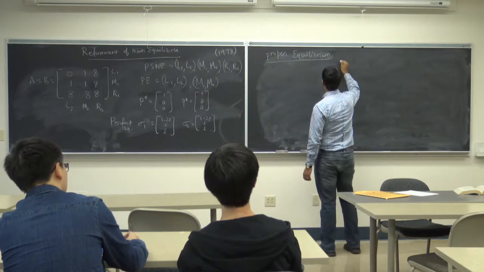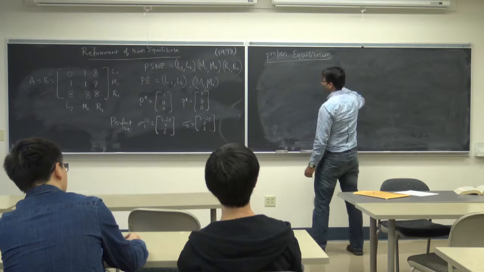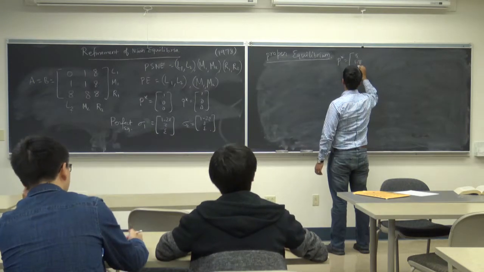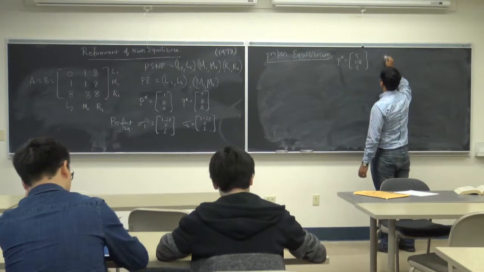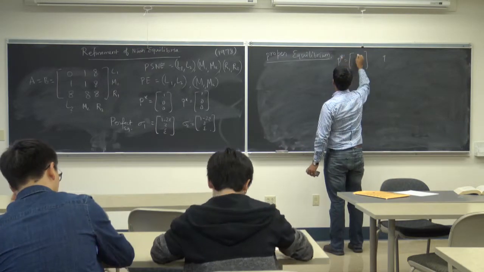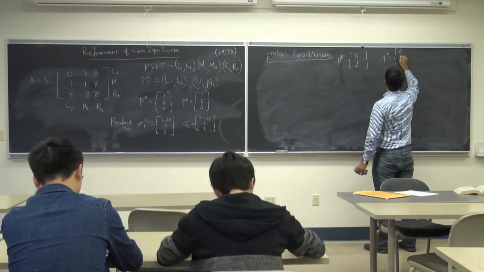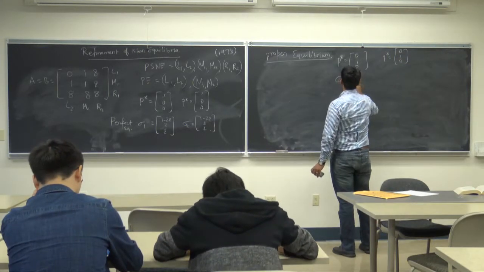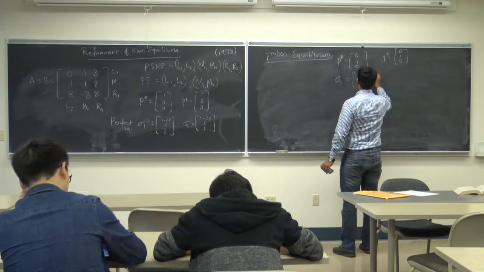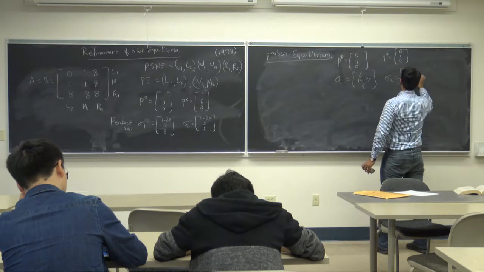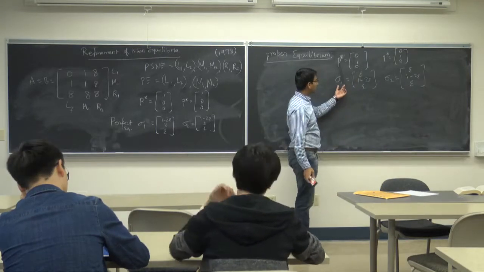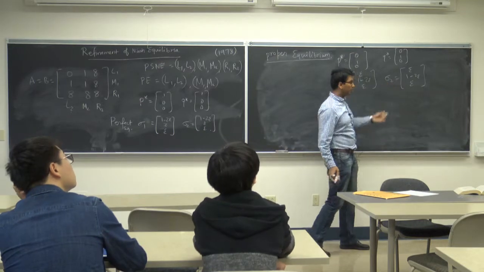So let me consider, for the time being, this strategy. P star equals epsilon, 1 minus 2 epsilon, and epsilon. No, this is not P star, sorry. P star is 0, 1, 0. Q star is 0, 1, 0, and sigma 1 is epsilon, 1 minus 2 epsilon, epsilon. Sigma 2 is epsilon, 1 minus 2 epsilon, epsilon. Okay, so in perfect equilibrium, we would look at the best response corresponding to this strategy, and the best response corresponding to this strategy.